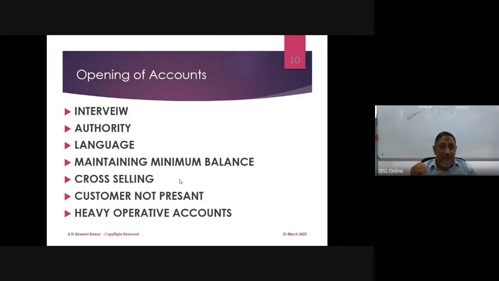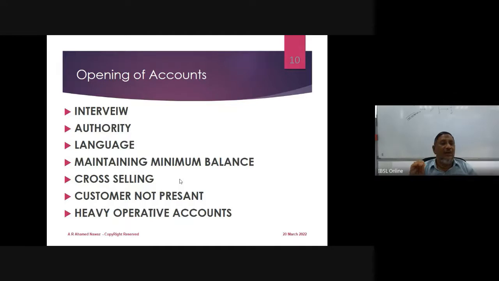But the interview is much needed to find out whether the customer needs a current account and a checkbook, because issuing a checkbook is very important. It can be misused, and it may create a problem later on for the bank.